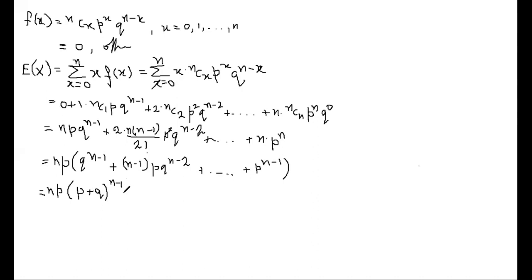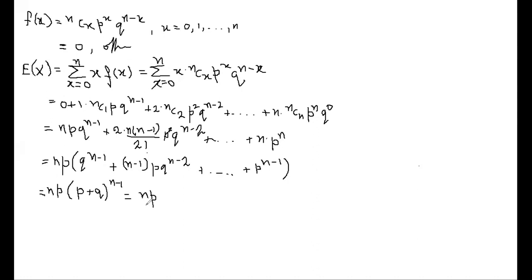And now, what will be the value? p plus q means how much? 1. p plus q is 1, because q is 1 minus p. So if I put q equals 1 minus p, p gets cancelled out and we are left with 1. So 1 to the power n minus 1 means 1, and we are left with np. So the expectation of x for the binomial distribution is np.